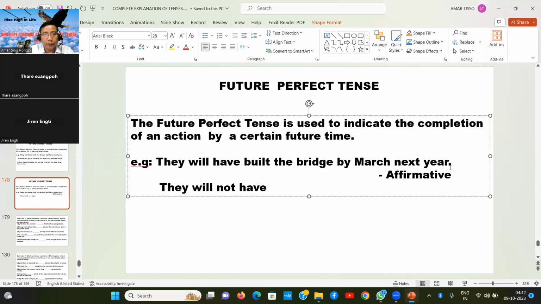They will not have built the bridge by March next year. This is negative.